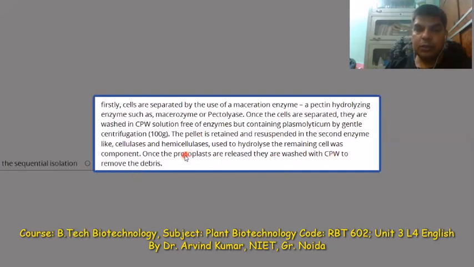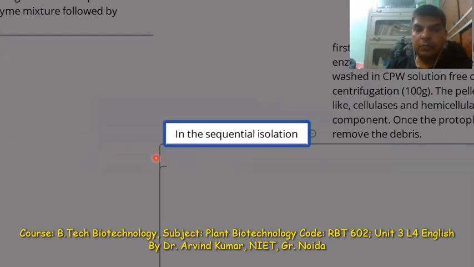So it is a very simple step in which we apply the enzymes. The first category of enzyme is macerozyme, which includes macerozyme and pectolyase, and the second category of enzymes, which we use to remove the cell wall remains on the cell, are cellulase or hemicellulase. These two enzymes we add one after the other, so that the method becomes a sequential isolation method.